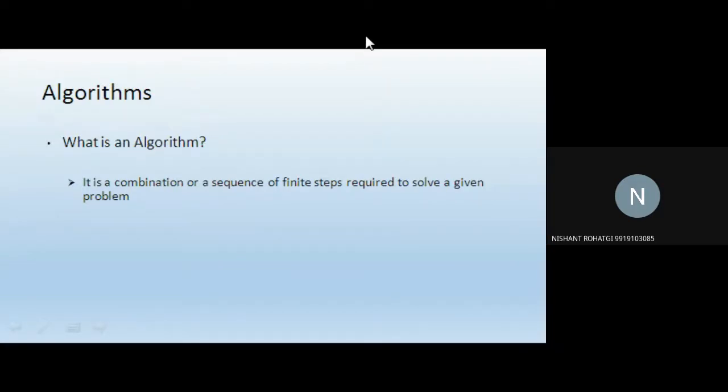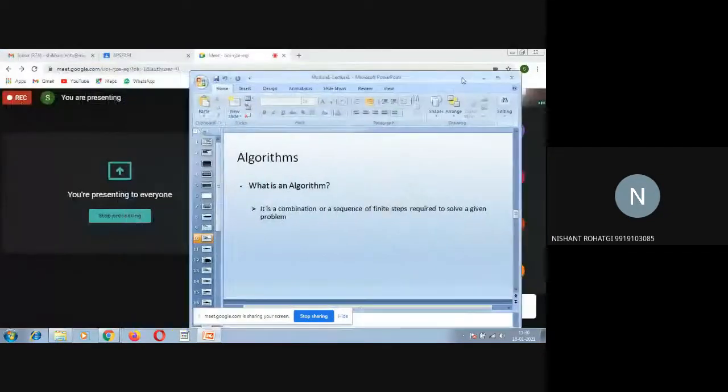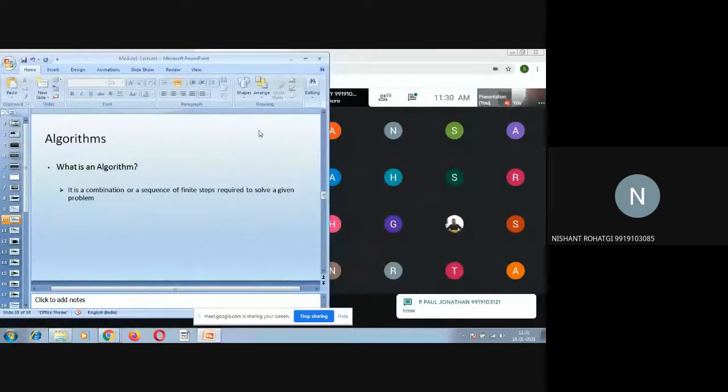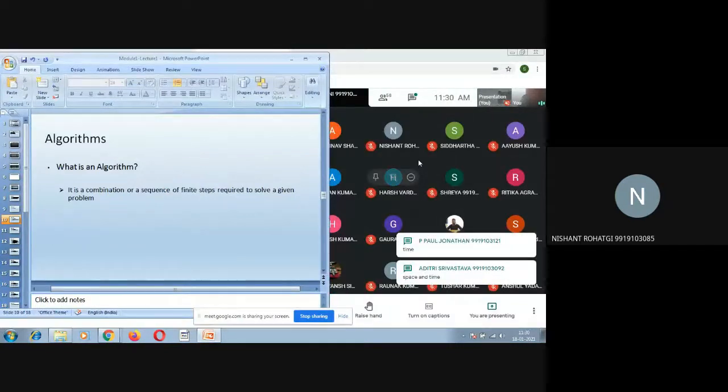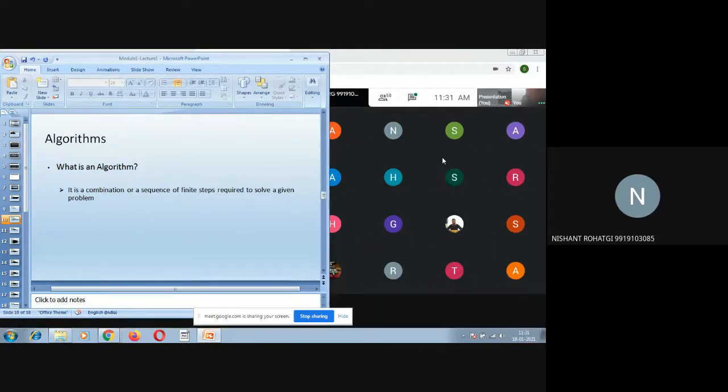Yes, please. Who will tell me the various parameters? Time and space. Time and, besides that? So time and space also depend on something, no? Yes, number of comparisons is fine.